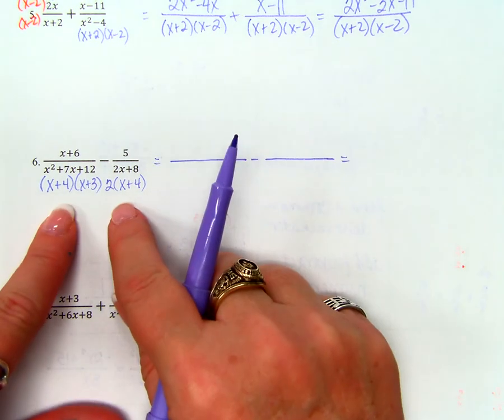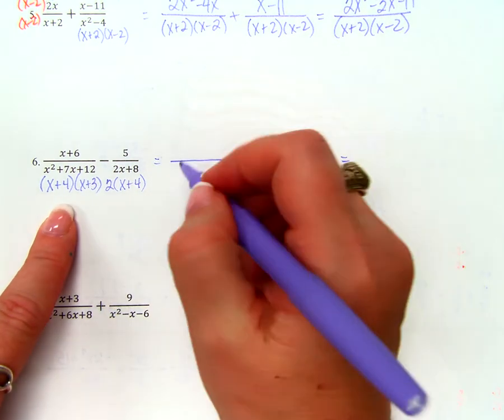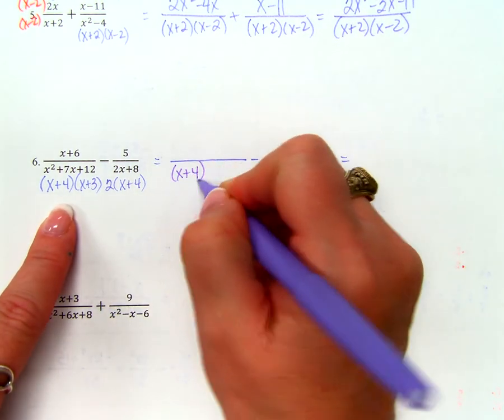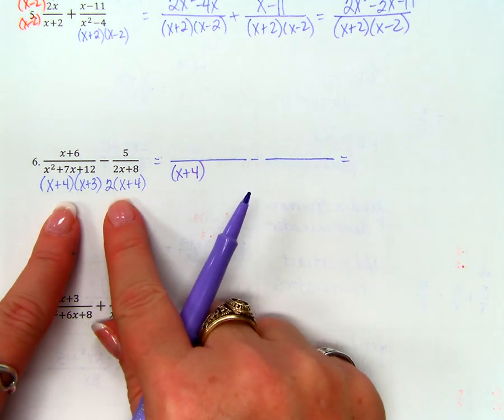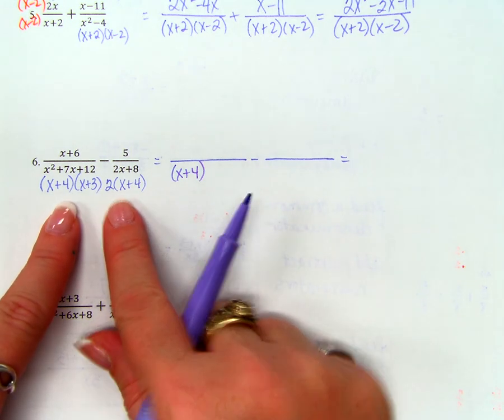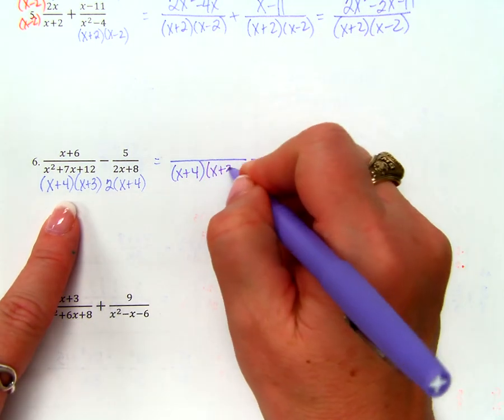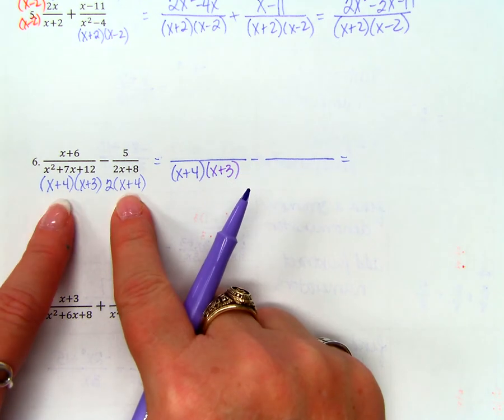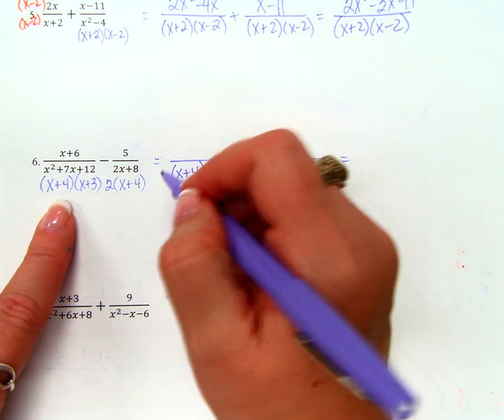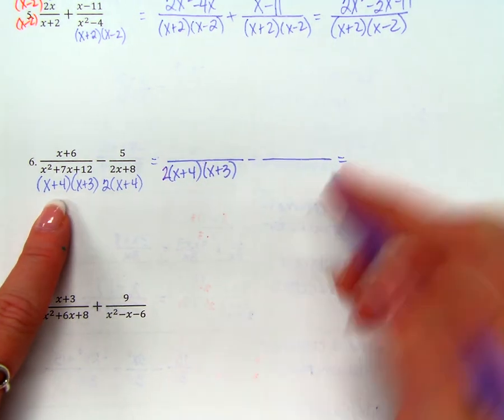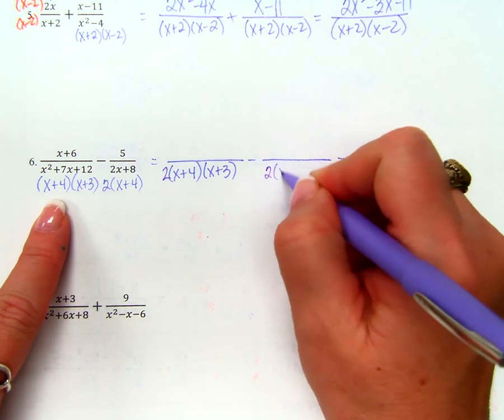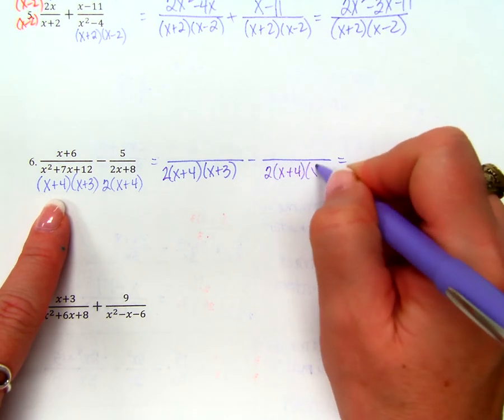Do they share a common factor? Then that has to be part of the common denominator. Does the first one have one that the second one doesn't? So x plus 3. Does the second one have one that the first one doesn't? A 2, right? So that has to be part of it as well. So my common denominator is 2 times x plus 4 times x plus 3.